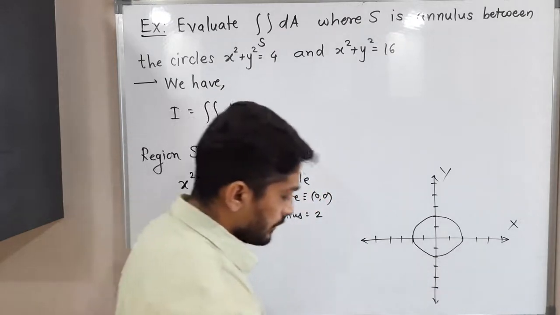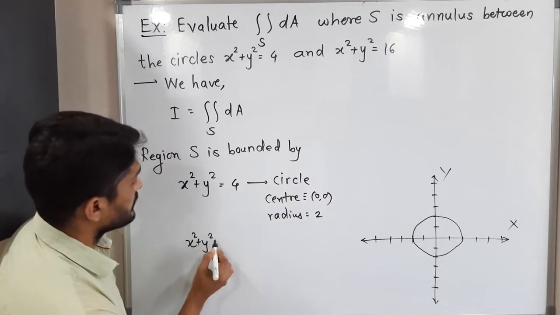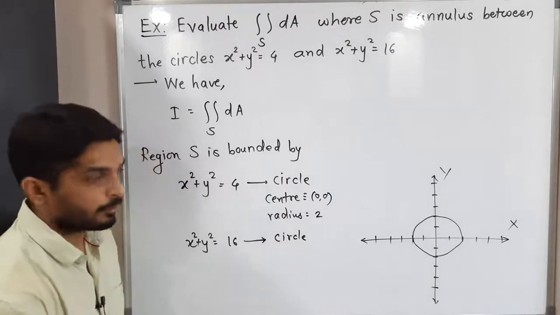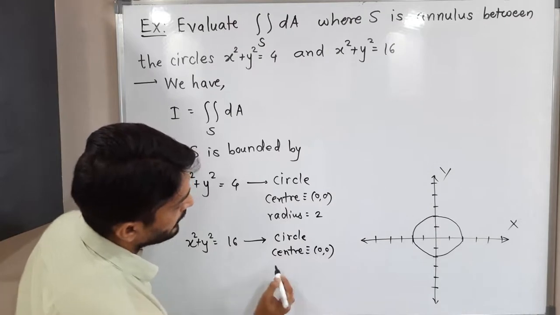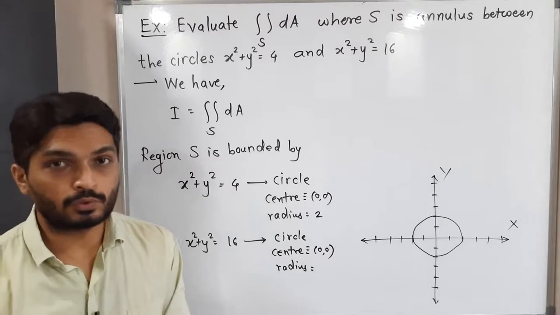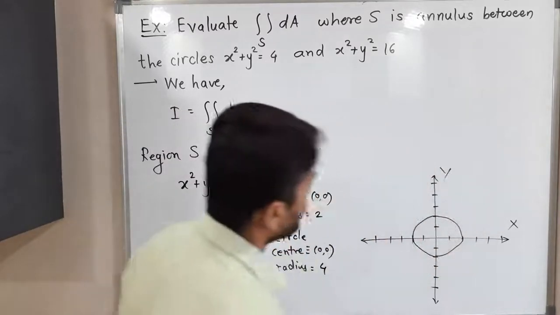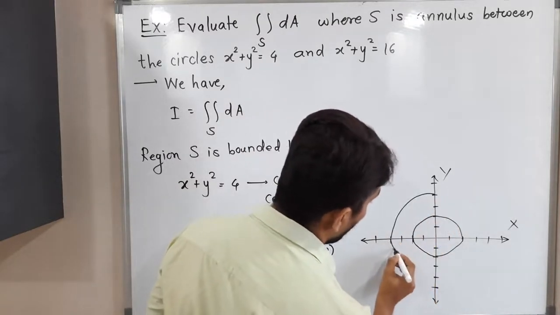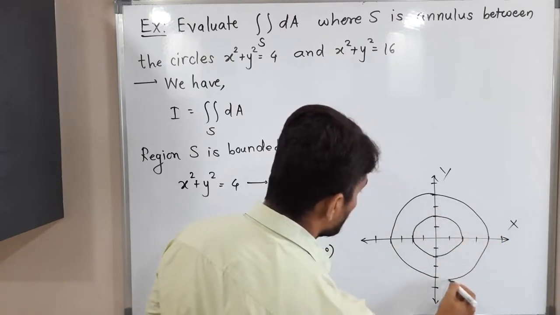Let us go further. A second circle is x square plus y square is equal to 16. This is also a circle in standard form. Its center is again 0, 0, and 16 is the square of 4, so the radius will be 4. Let me draw a circle with center 0, 0, radius 4. So this is the circle we have.